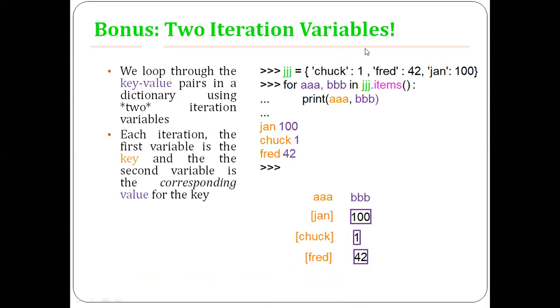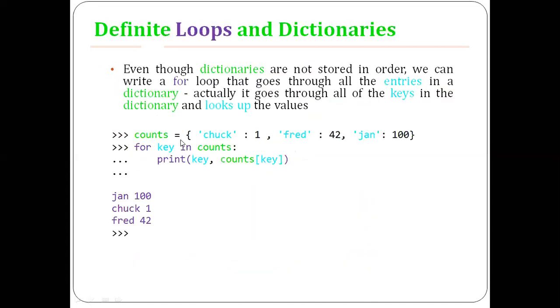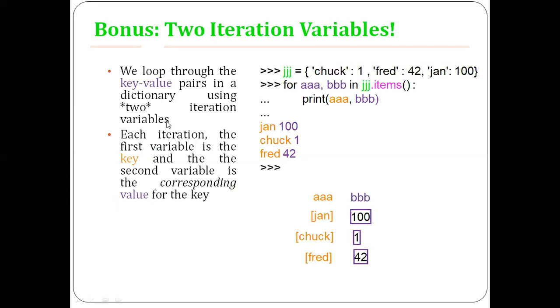So, bonus: two iteration variables. You can use the two iteration variables in your applications. If you want to retrieve both key as well as the values, you can use the two iteration variables. We loop through the key-value pairs in a dictionary using two iteration variables. Instead, in the last example that you have seen, we used only one iteration variable, which will print only the key. Now we are using two iteration variables.